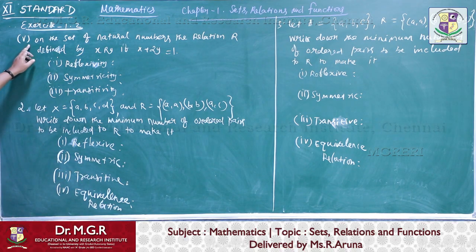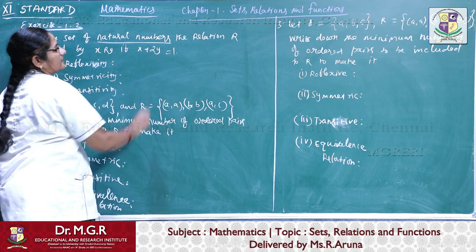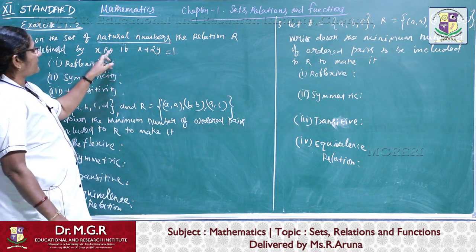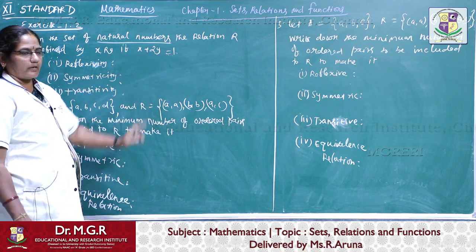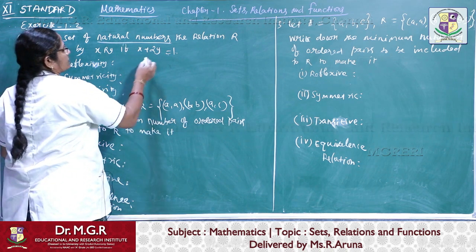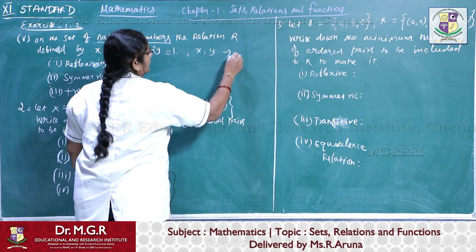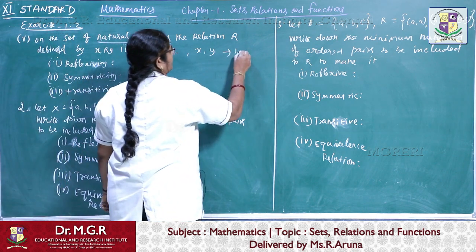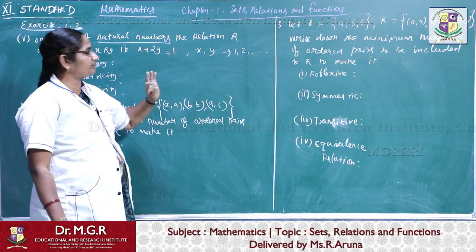Let us see the fifth subdivision of the first problem. On the set of natural numbers, the relation is defined by x related to y if x plus 2y equals 1. So we should have for x and y all the natural numbers only. Natural numbers start with 1, so it will go on 1, 2, etc.